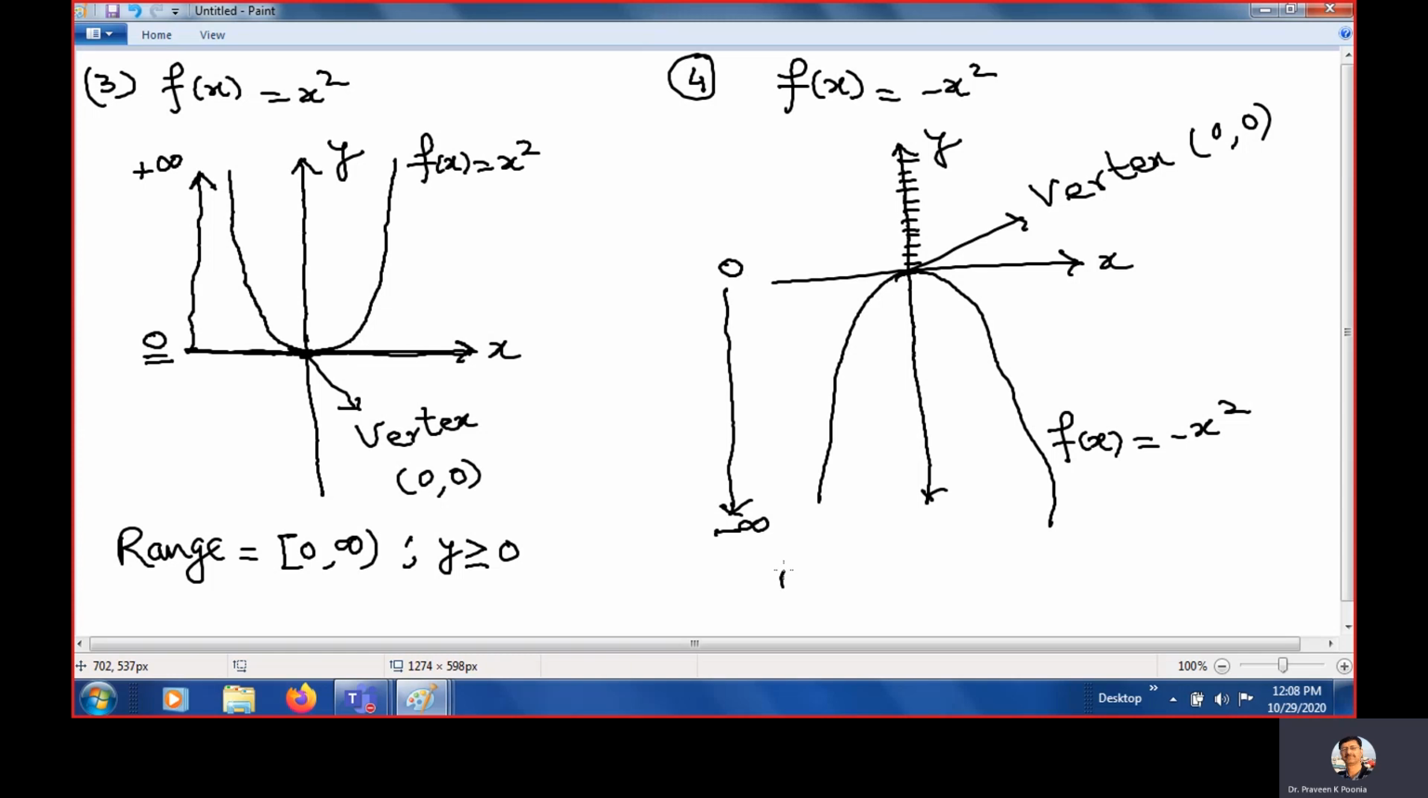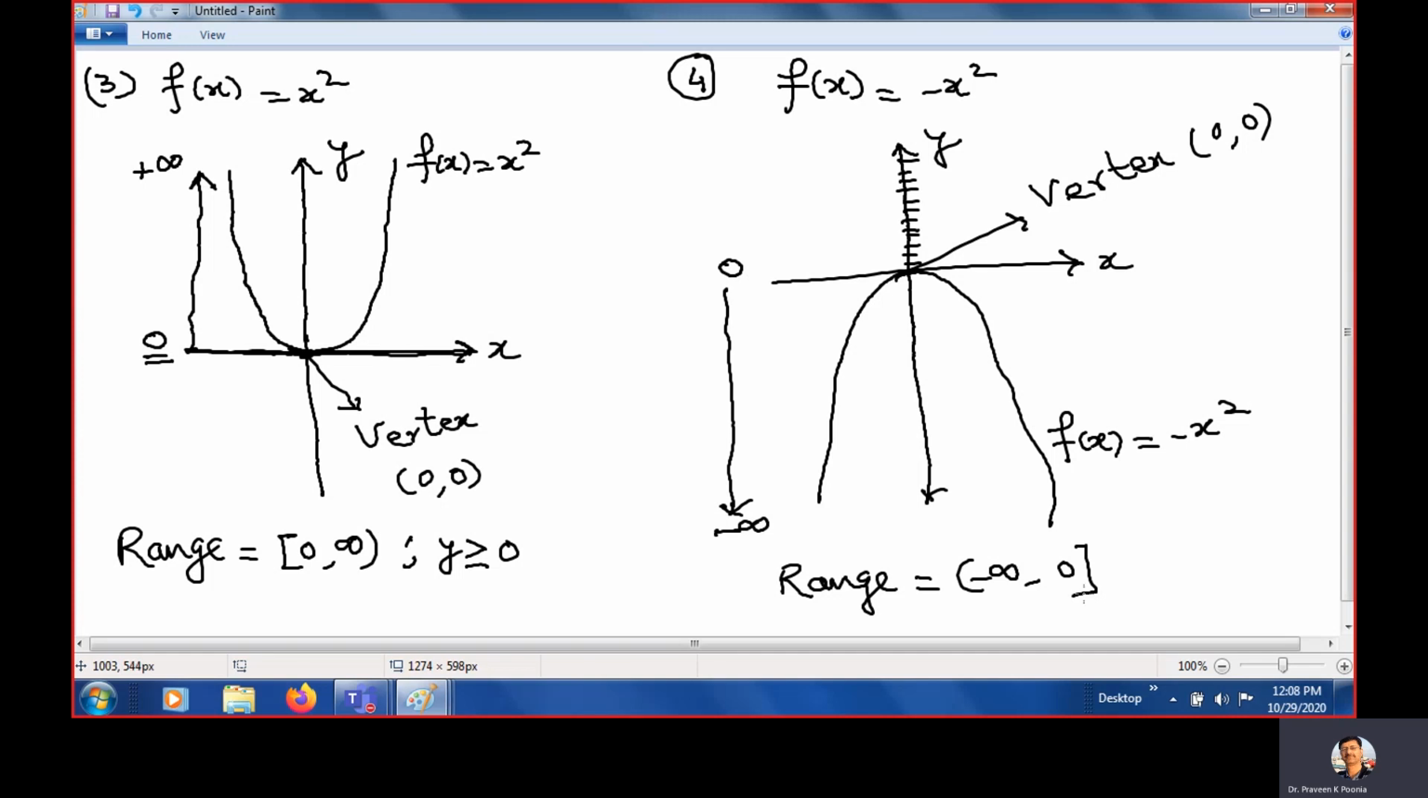Clear? So what is the range of this? The range of this is minus infinity to 0, because an interval always starts with the most negative number and goes in increasing order. So it is minus infinity to 0.